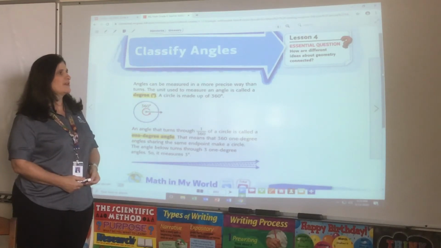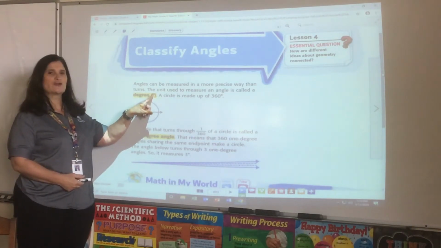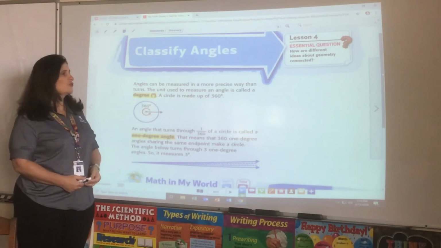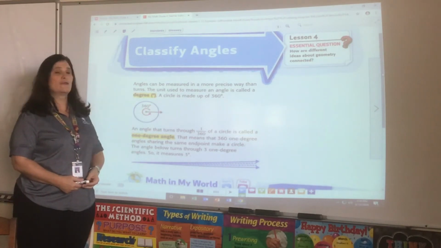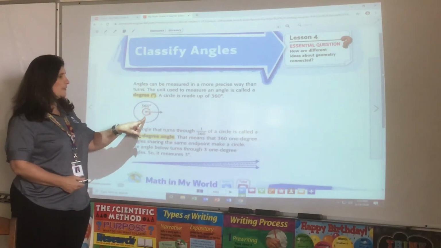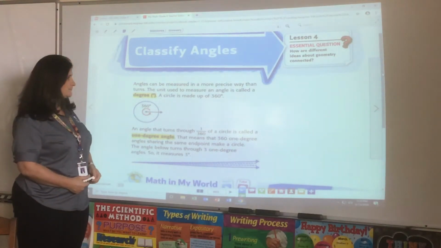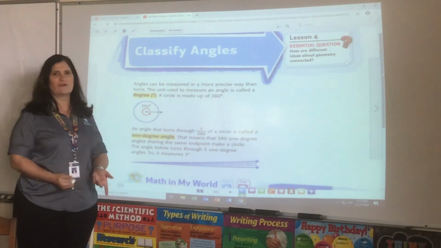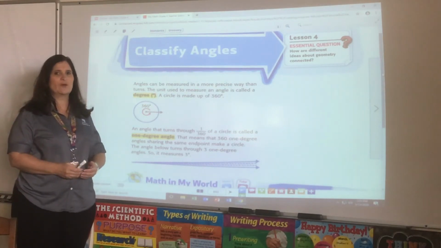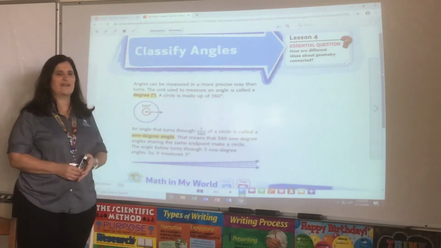The unit used to measure an angle is called a degree. And it looks like a little circle in the upper right-hand corner of the number. A circle is made up of 360 degrees. So if you start here, you go all the way around, that's 360 degrees. Okay? And when you hear degrees, you may think of an oven when you're baking, but this is where the word degrees is used differently, and it's for math, and it goes with angles.